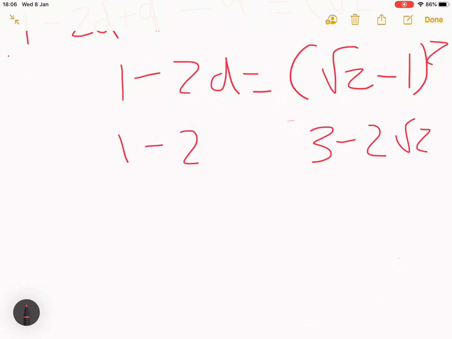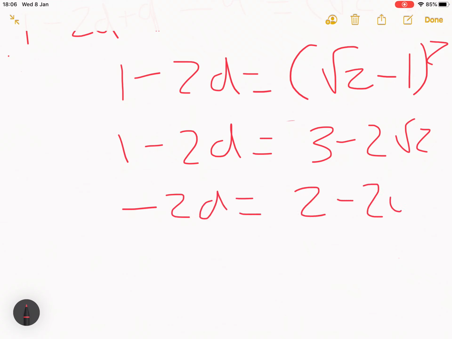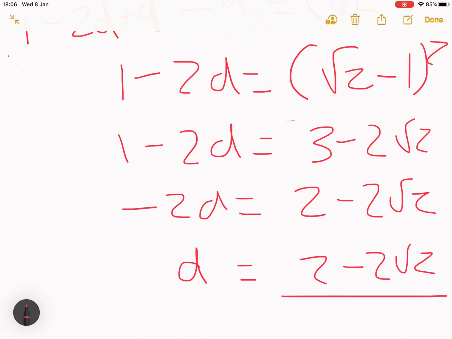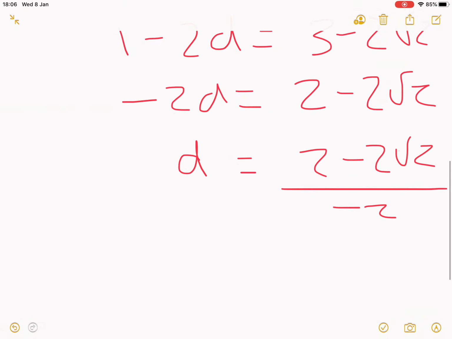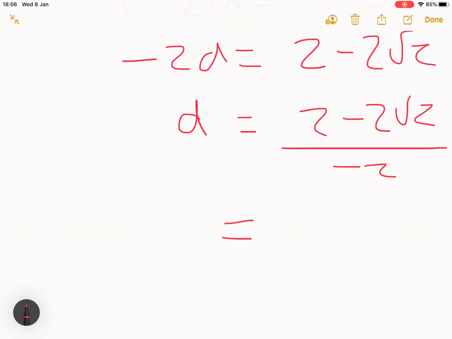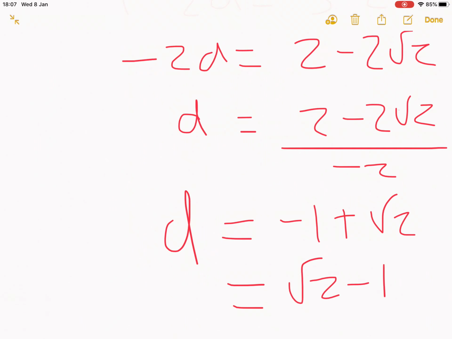So now we have 1 minus 2D equals 3 minus 2 root 2. Then we can put 1 over to the other side. So minus 2D equals 2 minus 2 root 2. And then our D would just equal 2 minus 2 root 2 all over minus 2. So 2 over minus 2 is minus 1. And then minus 2 root 2 over minus 2 is just root 2. So plus root 2 equals D. So D equals minus 1 plus root 2, which is also the same as root 2 minus 1, which is option B.